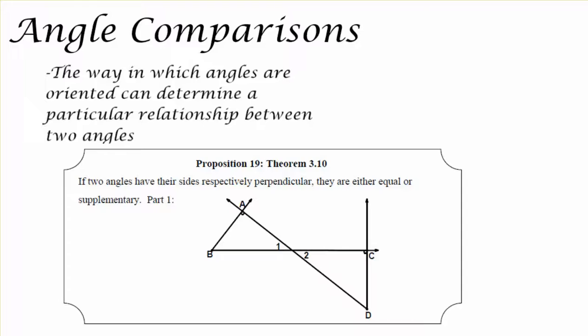Now, if two angles have their sides respectively perpendicular, they are equal or supplementary, so one or the other. So now I'm taking a look at two angles here, ADC and ABC, and I want to see if angle ABC and ADC will end up being either equal or supplementary. So they're the same or they add up to 180. Now, will D be equal to B?